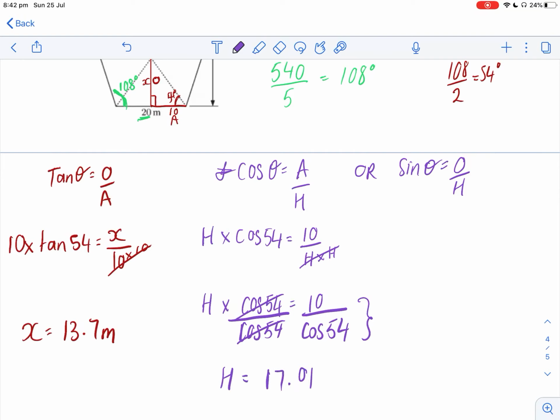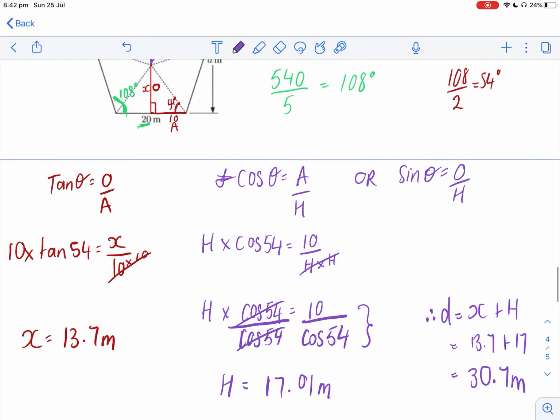17.01 meters. So to work out the height of D, therefore D is going to be equal to x plus h, which is 13.7 plus 17, which is approximately 30.7 meters. And that's how you do question 15.